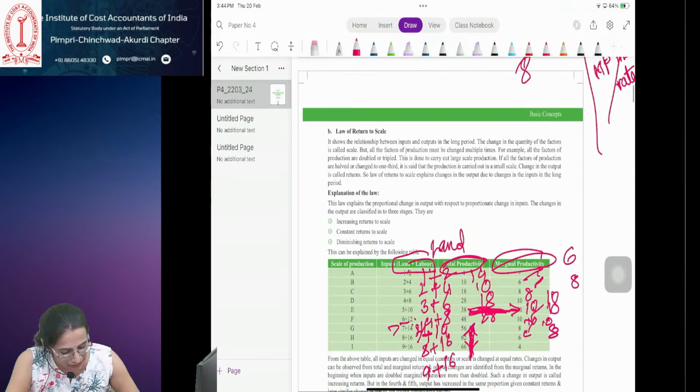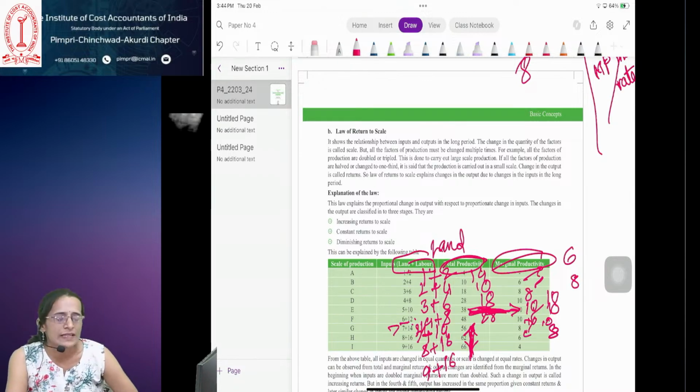So we will read this, what they are saying. And what is the main difference between the law of variable proportion and the law of returns to scale? Law of variable proportion is for a short run, law of returns to scale is for a long run, right? In law of variable proportion, only one factor of input is variable, other factors are constant. In the law of returns to scale, what is happening? All the input factors which are used in producing the output are variable. Every factor is variable.